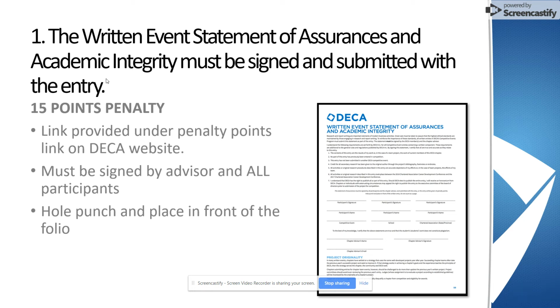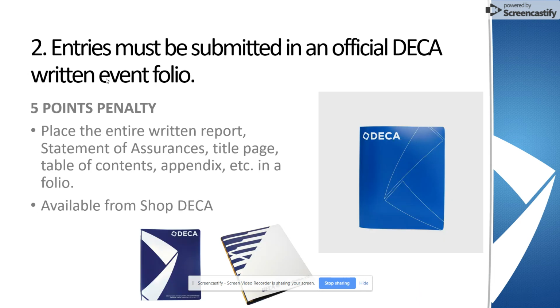In front of everything when we package this up and send it off to DECA will be the written statement of assurances. You'll find that linked right next to your project guidelines as well as the penalty point link that we just clicked on. On the day that you're going to print out your project, what I would ask is that you fill this out and then print it at the same time. If we forget to do this, it's 15 points off. Next up, we'll be putting it into one of the DECA folios, which I'll take care of. I have plenty of these, so you don't need to worry about that.